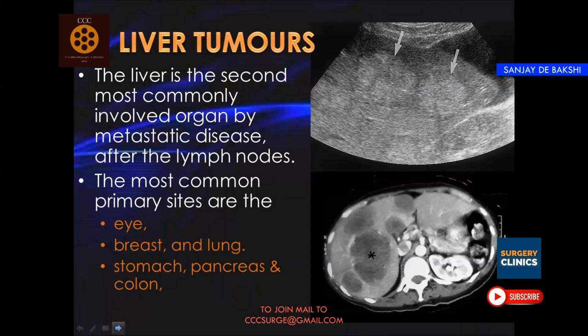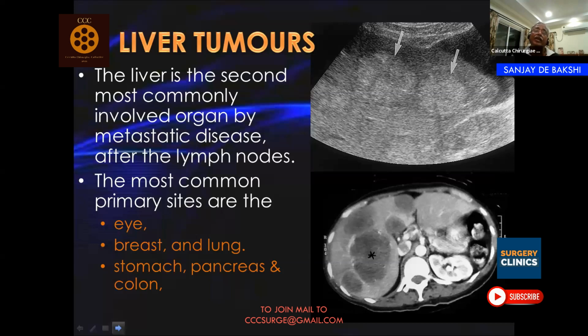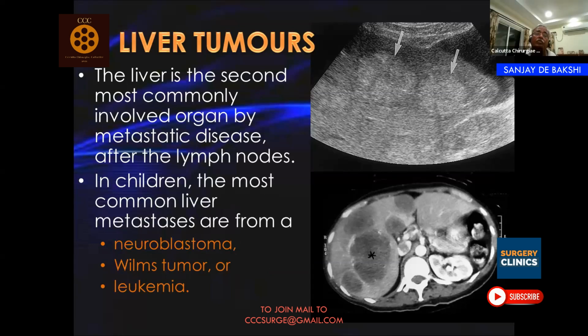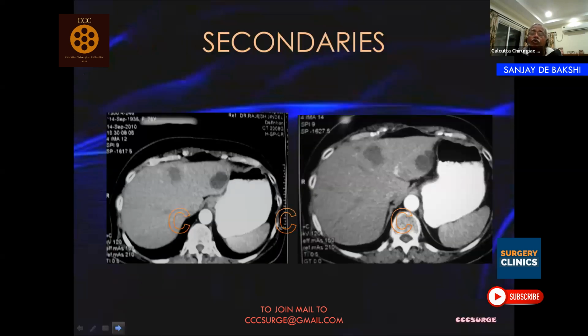Right. So the liver is the second most commonly involved organ by metastatic disease after lymph nodes, and the most common primary sites are eye, breast and lung, stomach, pancreas, and colon. In children, the most common liver metastases are from a neuroblastoma, a Wilms tumor, or a leukemia. That's what an ultrasound looks like of metastases, and that's what a CT scan looks like. Now I'm going to show you a series of two sets, this and the other.